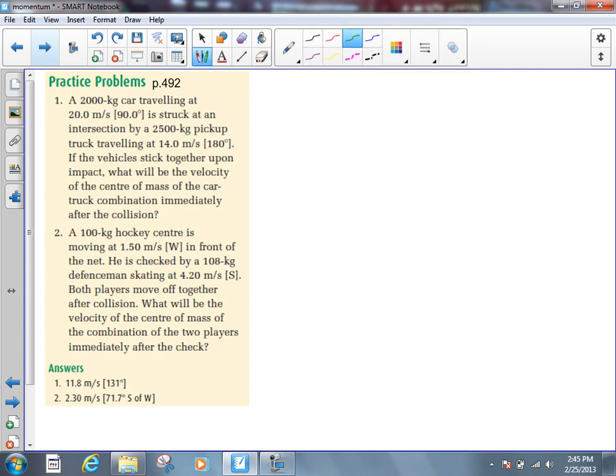This 90 degrees means upwards, and 180 degrees means to the left. The answer there says 131 degrees. We're going to express that as 41 degrees this way, or you could express it as 49 degrees, I should say, this way. So don't worry about getting 131. If you get 49 degrees north of west, or 41 degrees west of north, you're correct.